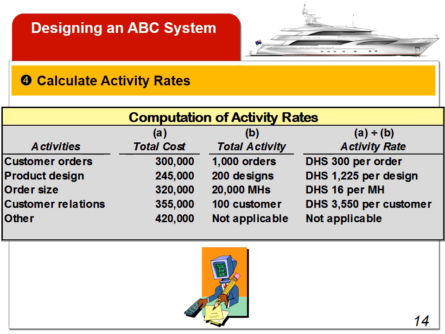The activity rate for each activity is computed by dividing the total cost for an activity by the total activity. For example, the customer orders activity rate is 300 dirhams per order, found by dividing 300,000 dirhams by 1,000 orders. Notice, the other activity does not have an activity rate. This is because these organization-sustaining costs will not be assigned to customer orders.